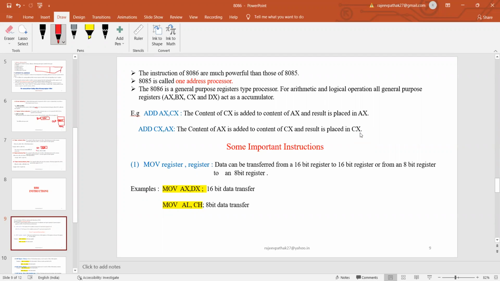Now, some of the important instructions of 8086. The first one is MOV register comma register. Using this instruction, data can be transferred from a 16-bit register to a 16-bit register or from an 8-bit register to an 8-bit register. For example, if I write MOV AX comma DX, it is a 16-bit data transfer. The 16-bit data stored in the DX register is moved to the AX register. Similarly, if I write MOV AL comma CH, that means the 8 bits of the CX register, the CH part, are moved to AL.